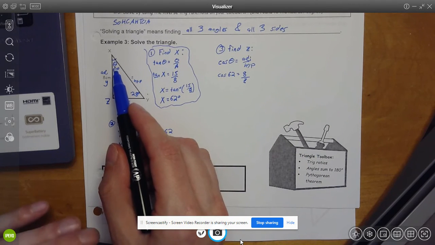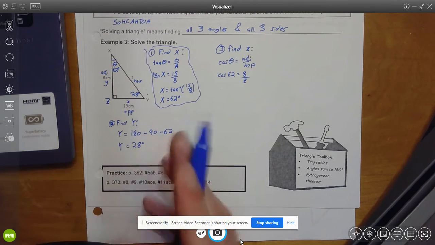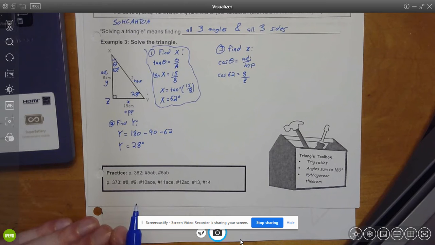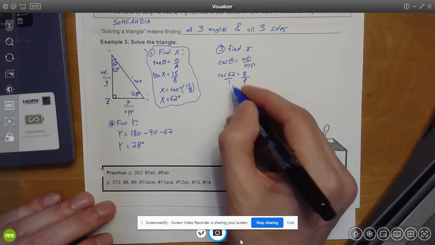It wouldn't have made a difference. Sine is opposite over hypotenuse, and in this case, I knew the opposite as well. So sometimes you have choices about which method to use, especially as we come towards the end of solving a problem. Okay, let's solve by cross multiplying.